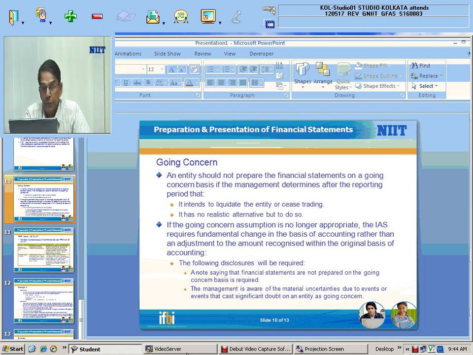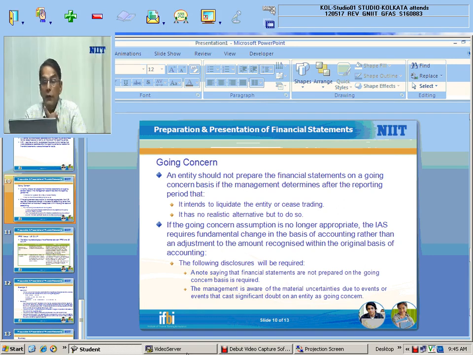The note will also say the management is aware of material uncertainties due to events that cause significant doubt on the entity as a going concern. So this kind of disclosure must be made. Number one, the entity's financial statements are not prepared on a going concern basis, and that disclosure should be made by way of a footnote. Also, that the management is aware of the material uncertainties due to events that cause significant doubt on the entity as a going concern.